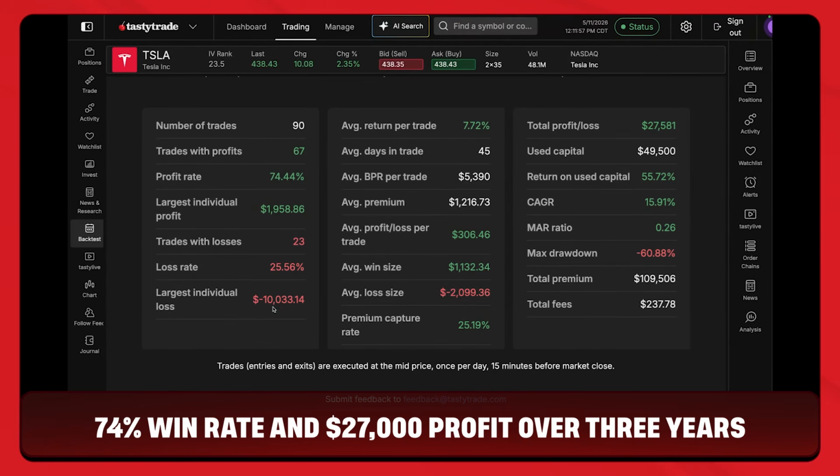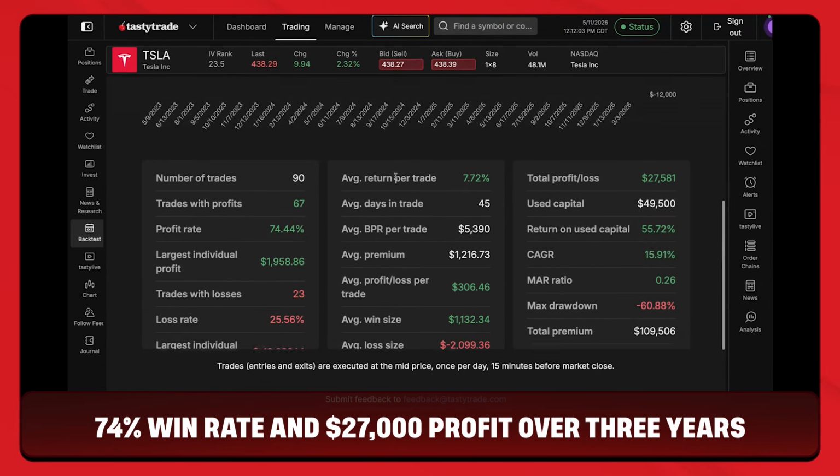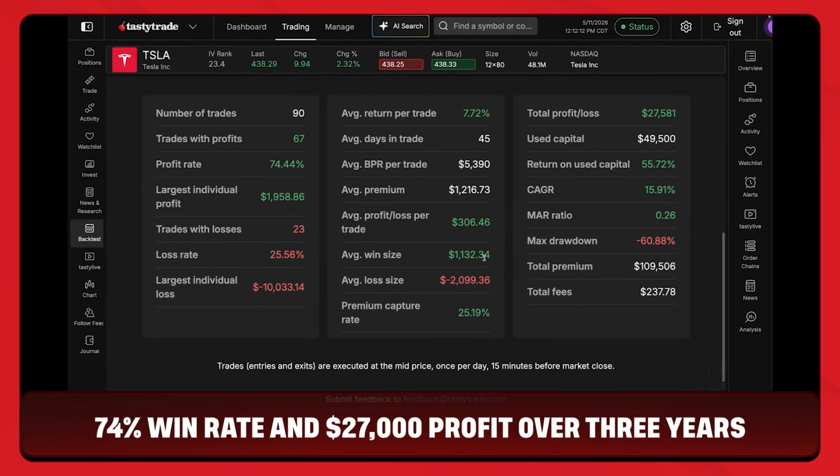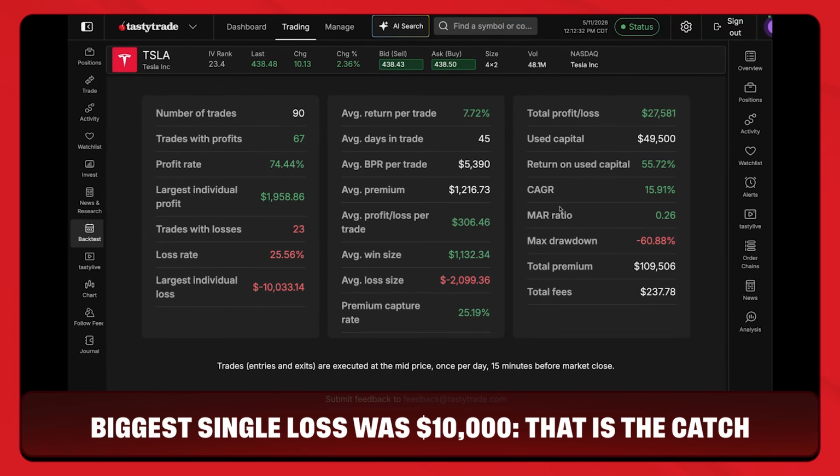And there are a bunch of numbers on here. Very valuable to look at. Average return per trade, 7.72%. Total profit loss, 27. But what I want you to focus on is the largest individual loss, for example, $10,000. If I had sold a naked put in Tesla and just had a really simple strategy, just sell the 30 delta put, let it go to expiration, my largest individual loss would be $10,000. Yes, over the past 3 years, backtesting that strategy shows a $27,000 profit. But I would have had to handle a $10,000 loss.